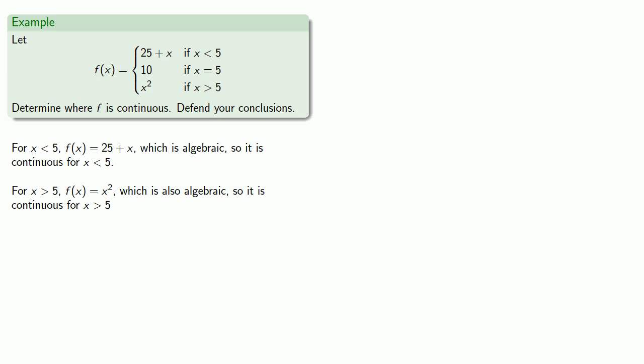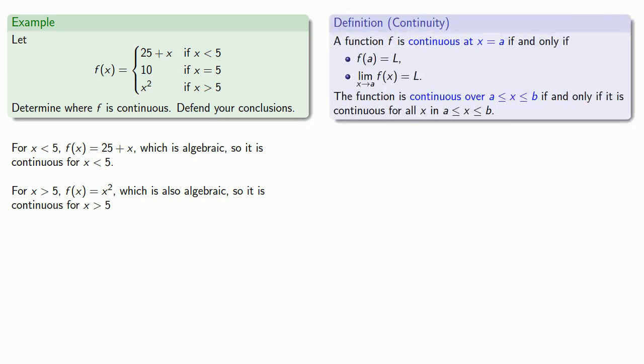So, returning to our definition of continuity, remember that a function is continuous at x equals a if and only if the function value is equal to something and the limit as x approaches a of the function is equal to the same thing. So the easy thing to check first is the function value, and we find that f of 5 is equal to 10, so f of 5 exists. We also need to check the limit as x approaches 5 of f of x.